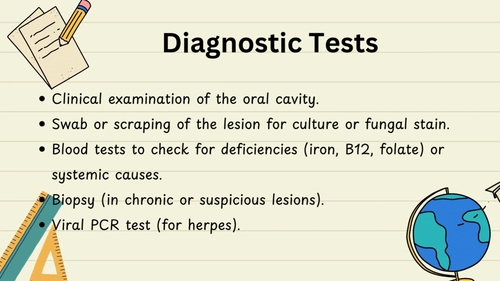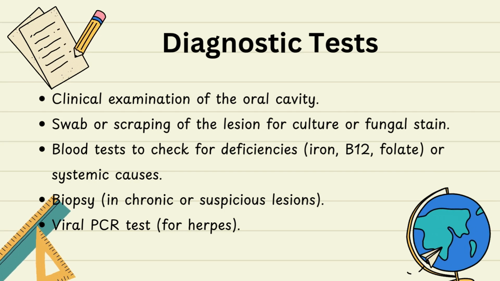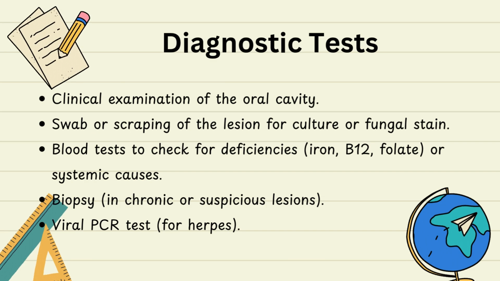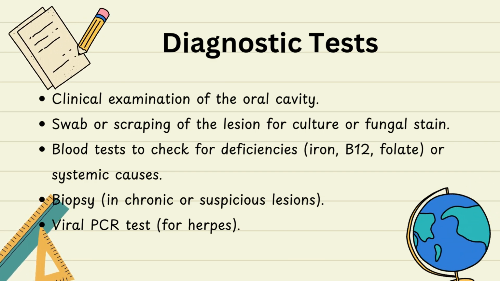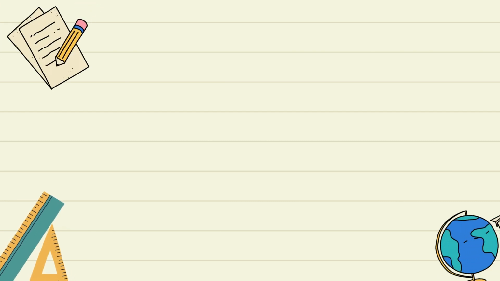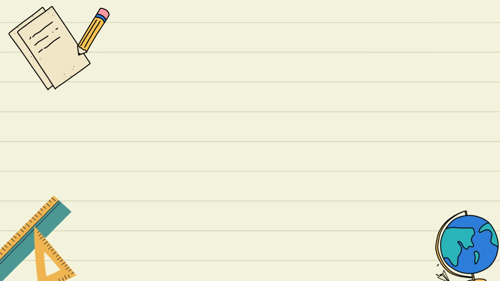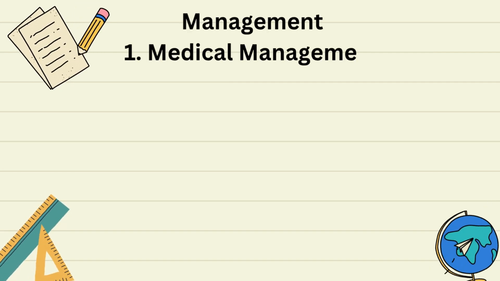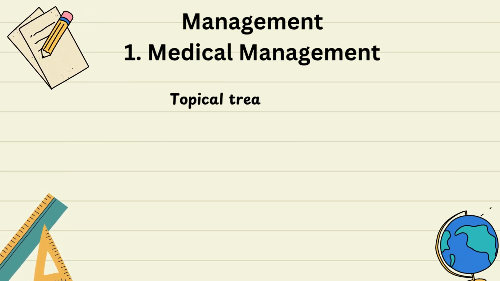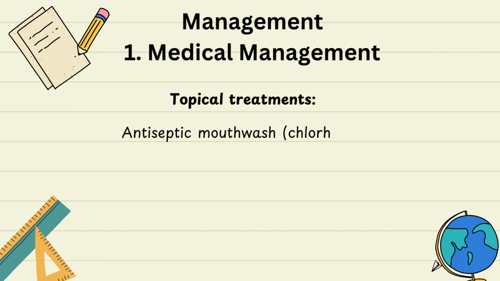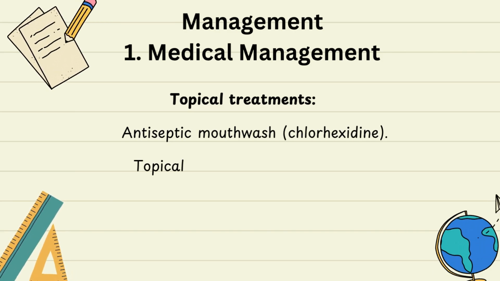As you can see, diagnosing stomatitis goes beyond simply looking into the mouth. A combination of clinical judgment and laboratory testing helps determine the exact cause, which is essential for providing the right treatment. Once the cause of stomatitis is identified, the next step is to manage the symptoms and promote healing. Let's start with the medical management, which usually includes topical treatments and medications based on the underlying cause. Topical treatments. These are applied directly to the affected area in the mouth to reduce discomfort and control infection.